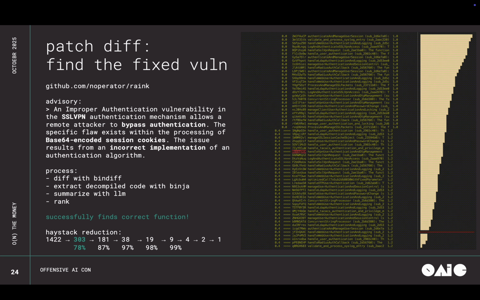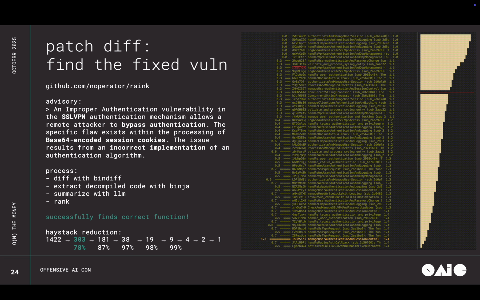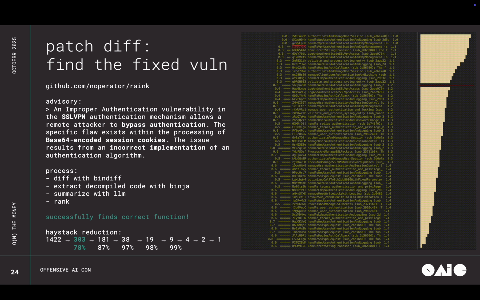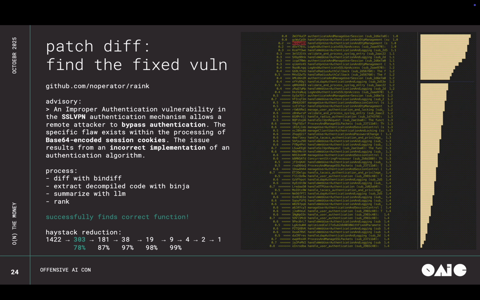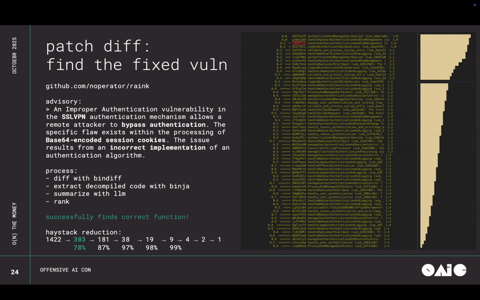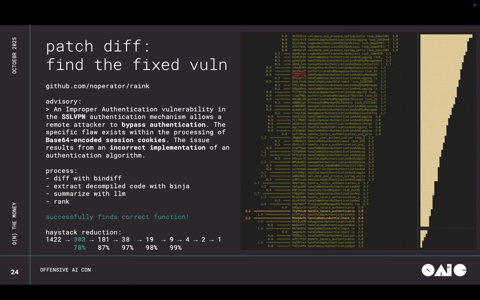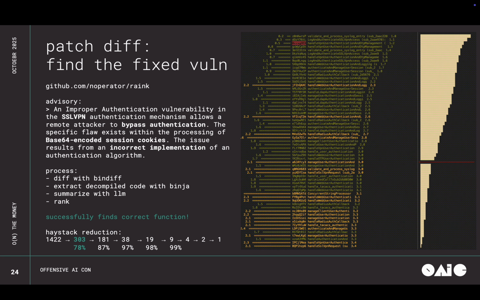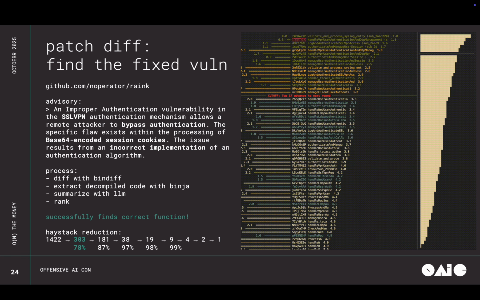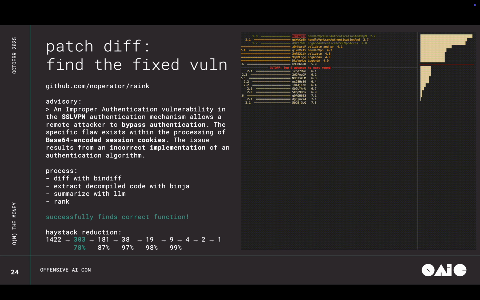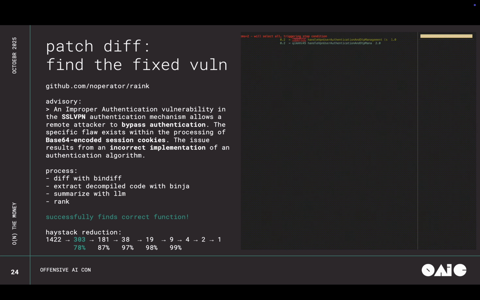So instead what I did is I first used Binary Ninja to extract decompiled code for each of the functions. Given that this is a stripped patch with no symbols, I did a quick summary and then ranked the resulting functions according to how relevant they seem to be to this advisory. And it works very well. The item highlighted in red is the correct function, and what we see in this right-hand mini-map is like your Sublime Text code map. It shows you the shape of the whole data set.